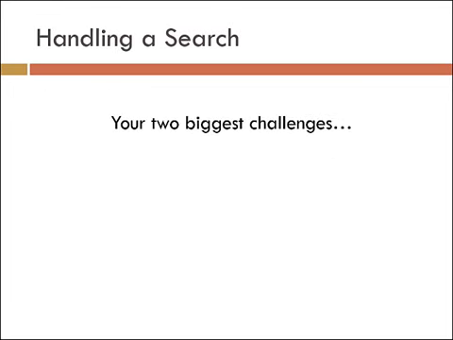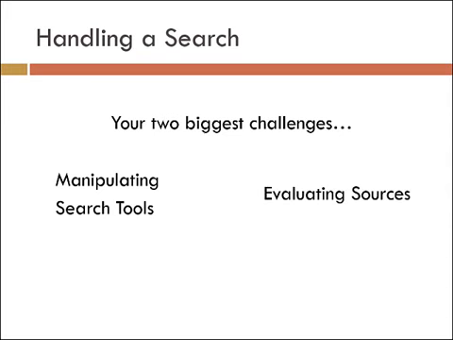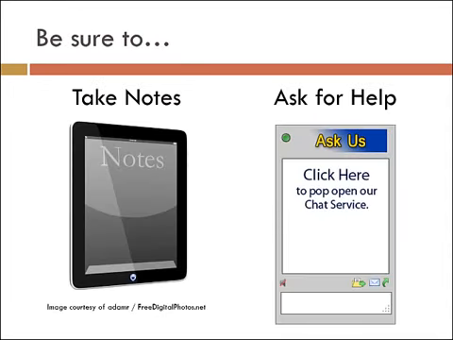Now, as a researcher, you'll probably come across two big challenges. The first of which is manipulating the search tools to get the results that you need. And the next is evaluating those results, those sources of information. In our next videos, we'll explore how to tackle these challenges. Ultimately, always be sure to take notes when you're researching and to ask for help. The library is always here to assist you.